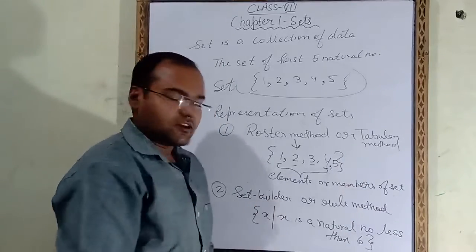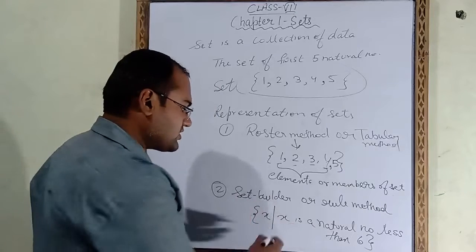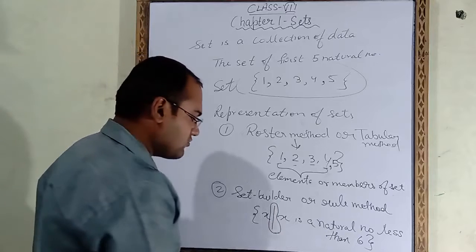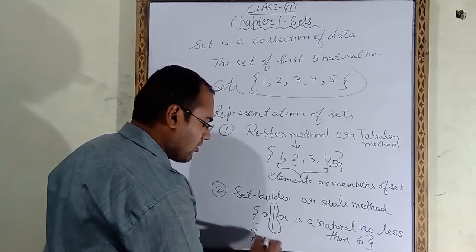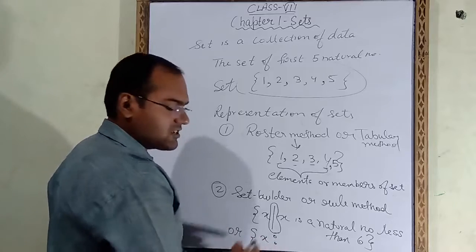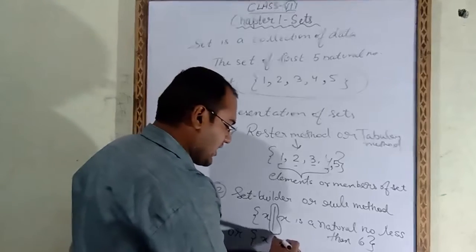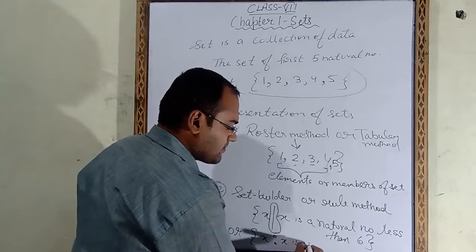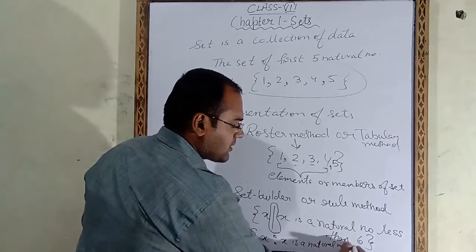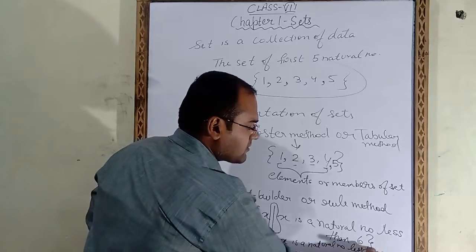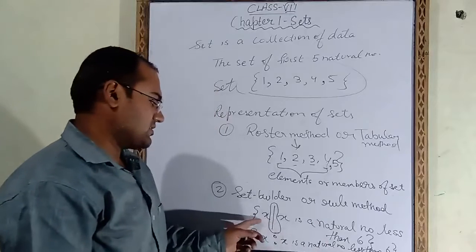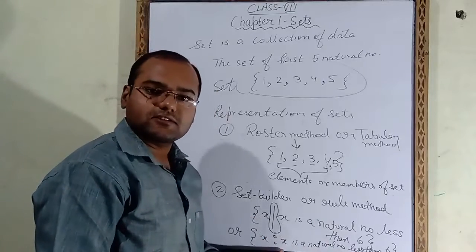One more way is there to represent this. Instead of this line, we can use a vertical bar also, like this: x such that x is a natural number less than 6. Both the methods are correct. Either you can write this way or you can write like this.